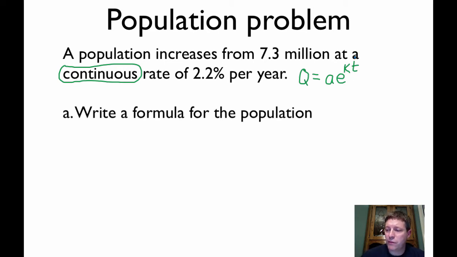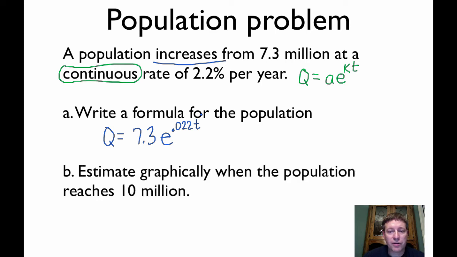So first of all, the formula, if we use this template, would be that some quantity is going to equal the initial amount, which would be 7.3 in millions, times e to the, and since it's growing at 2.2%, we have to put that in a decimal, so we write that as 0.022, to the t. There would be our formula. That would be the formula for the growth of this population according to the given information.